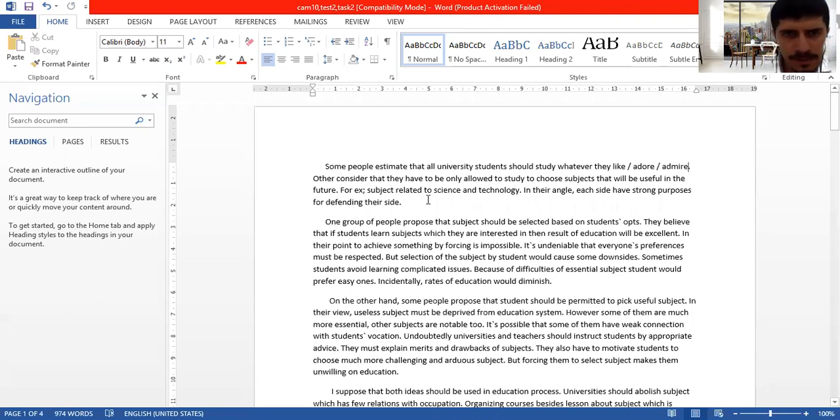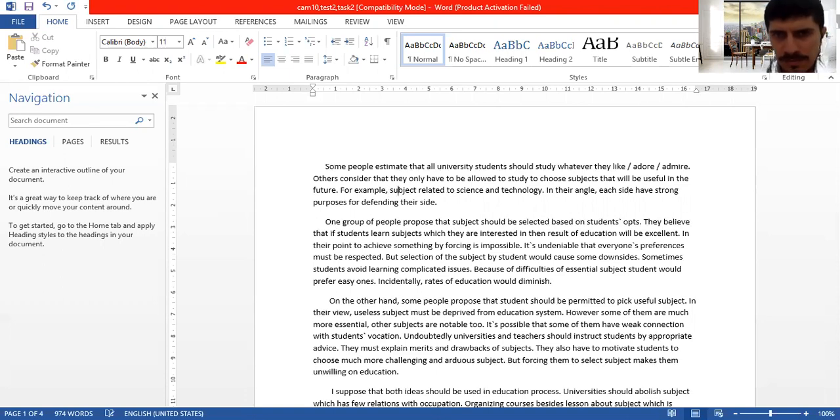"Others," because now we're talking about the opponents. Others, with plural, "consider that they only have to be allowed." I will choose the place of it here: "we are allowed to start to choose subjects that will be useful in the future. For example..." In the real examination, we write it in the full form, never contracting the words in academic essays.